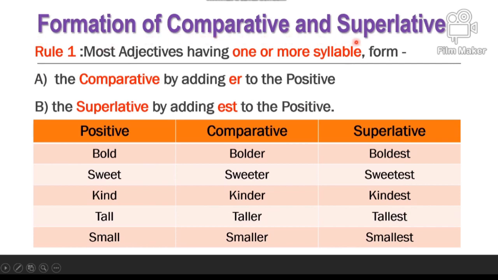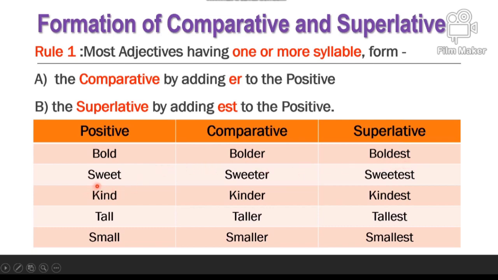Formation of comparative and superlative. Rule number 1. Most adjectives having one or more syllables are converted into comparative and superlative as follows. To convert into comparative, we just have to add er to the positive, and to convert it into superlative, we just have to add est to the positive. For example, bold. Comparative form is bolder, just er is added, and superlative form is boldest, only est is added.